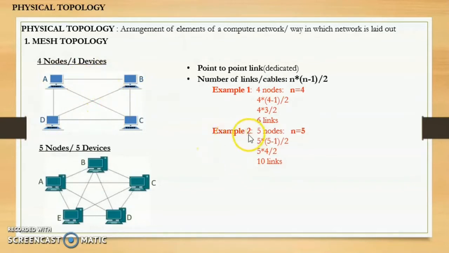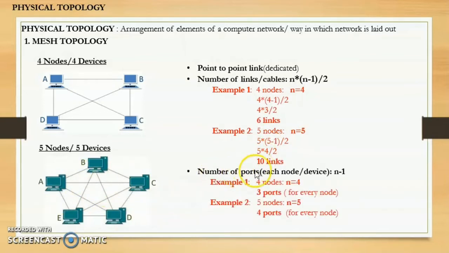Let us take another example. Now in this figure there are 5 devices, or we can say that there are 5 nodes. So if there are 5 nodes, the n value will be 5. If we put this value in the formula, we will get 5 into 5 minus 1 divided by 2. So that is 5 into 4 divided by 2, and the answer will be 10, which means that 10 links or 10 cables are required to connect 5 nodes. If we count the number of links over here, the answer will be 10.